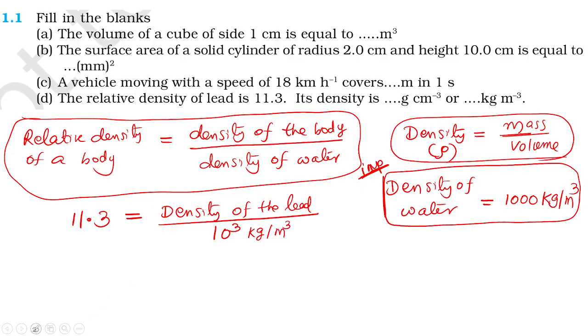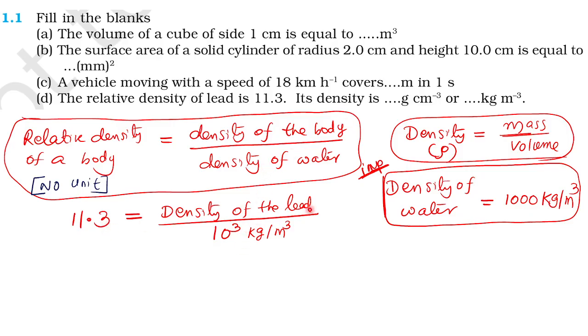Relative density does not have any unit. Remember that. How many times denser than water? It does not have any unit. So 11.3, no unit at all. The relative density does not have any unit.